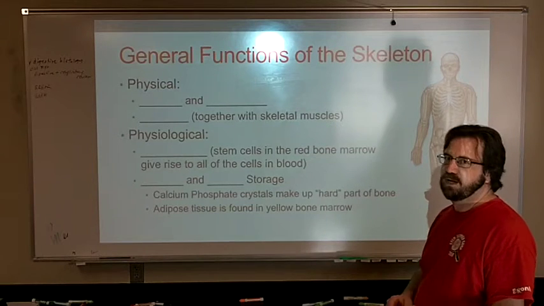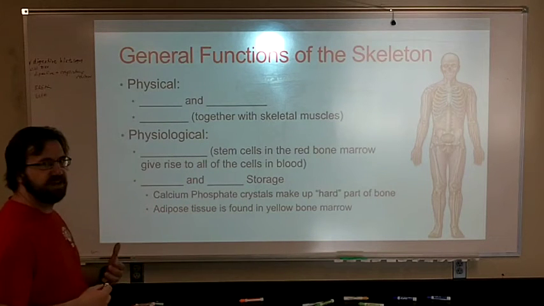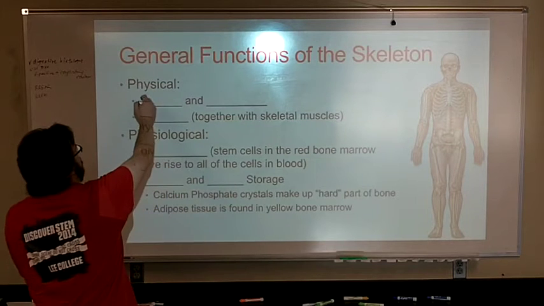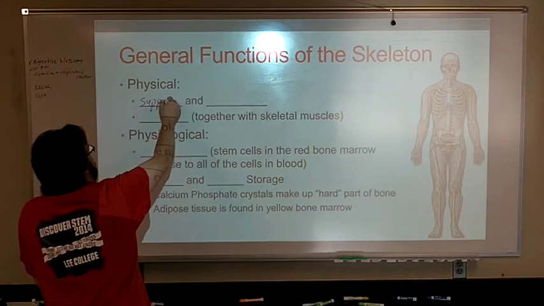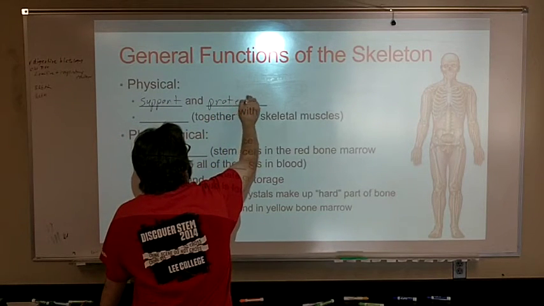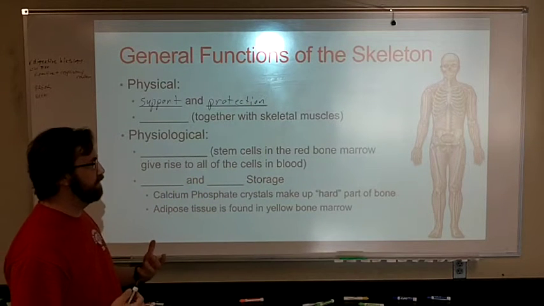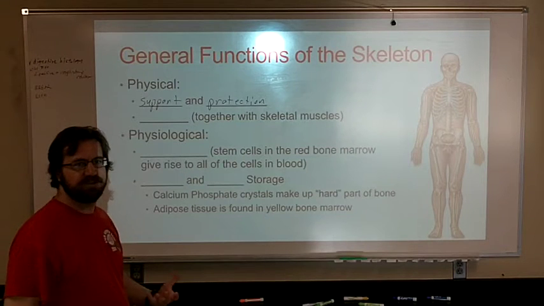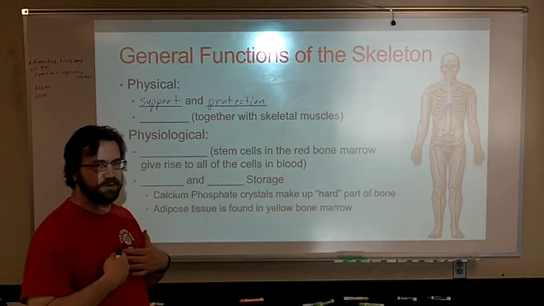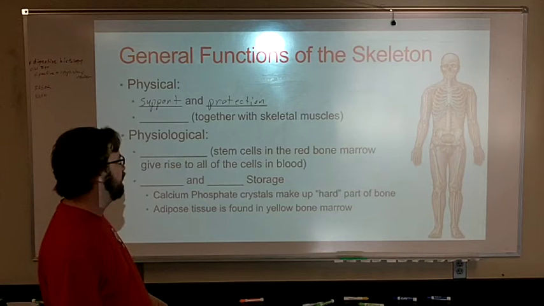So, physically, the skeleton is a hard collection of bones that both support the weight of our body and protect our soft organs. Okay, you can think of many of the bones in your body very obviously have a support function, but you also can think about how the sternum and the ribs protect your heart and lungs. The cranium protects your brain.